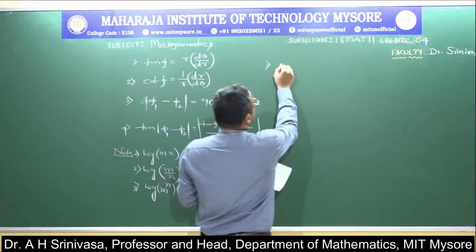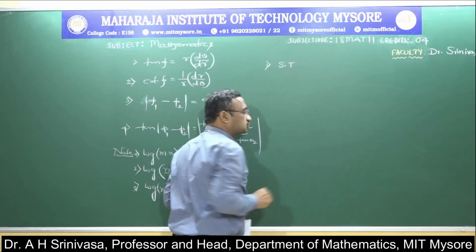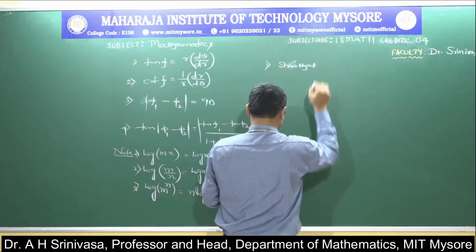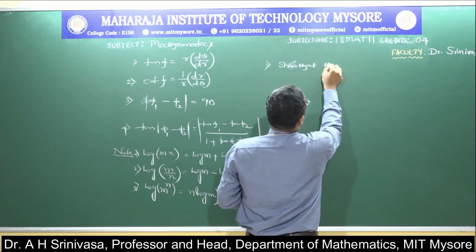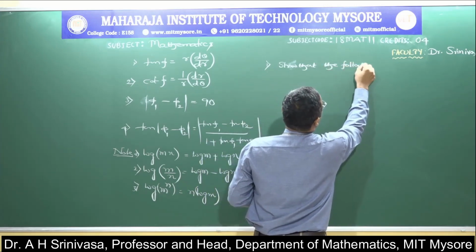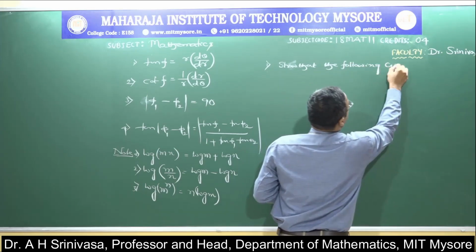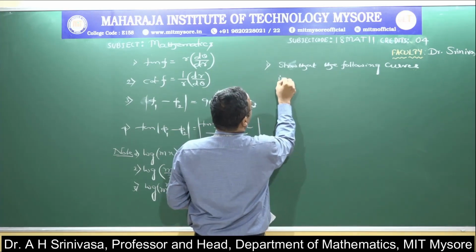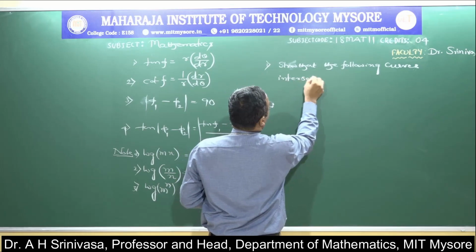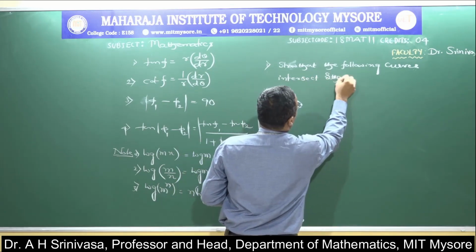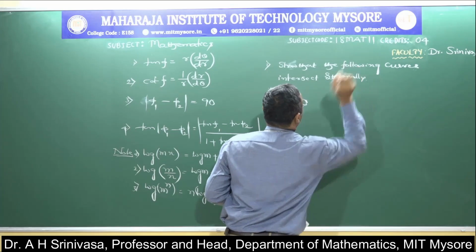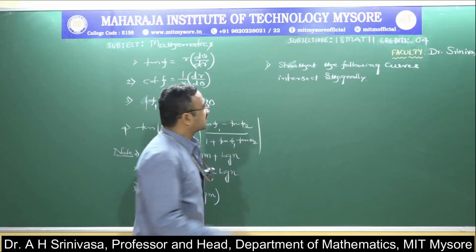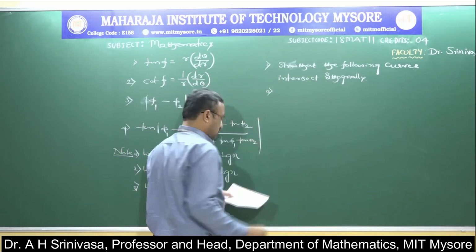Show that, the short form is there. Now, show that, or simply you can also write, show that the following curves intersect orthogonally. They ask like that. So I am going to take the first problem now.